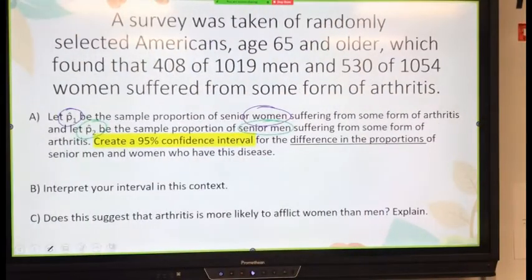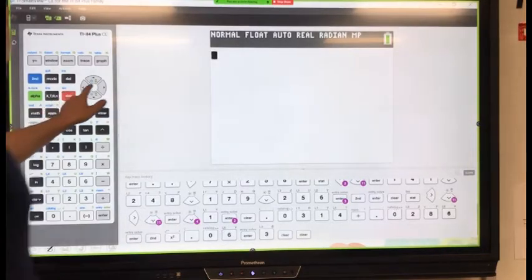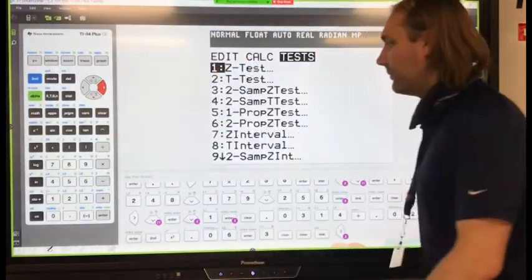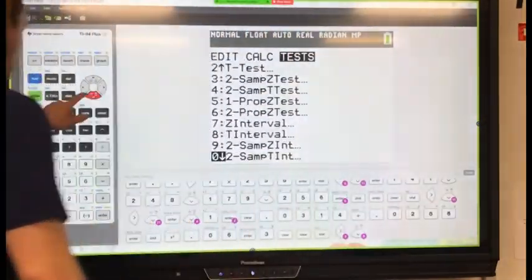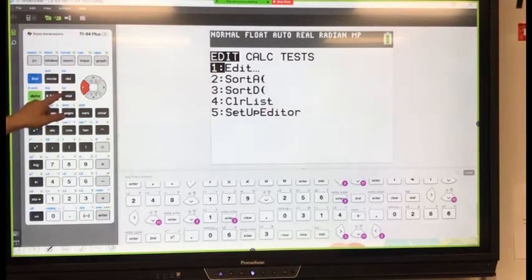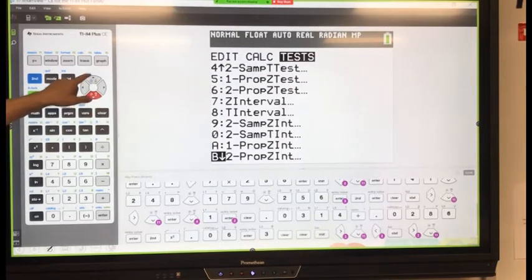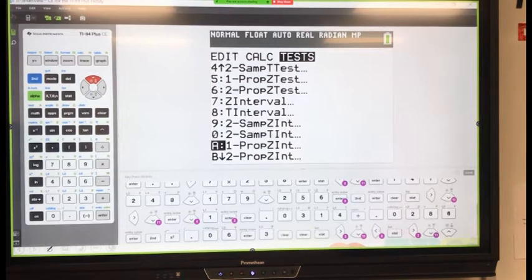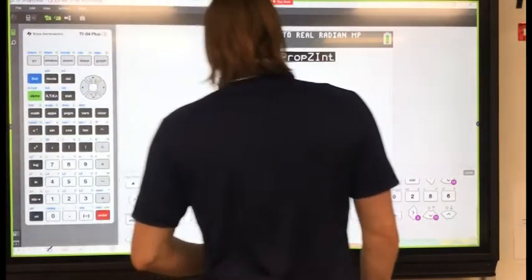All right. How do we do this with just a single proportion? Well, we went to the calculator. You went stats, tests, and can you remember which test we went to? Stats, test. And we went to one proportion Z test, right? For just one percentage. Now, guess what? Now we're going to go to two. So B, two proportion Z interval.